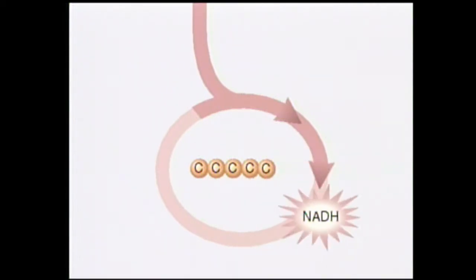1 carbon is removed, taking with it 2 oxygen atoms. The resulting molecule, carbon dioxide, is released. The 5-carbon molecule continues through the cycle. 2 electrons are transferred to an NAD+ molecule. NADH is formed.